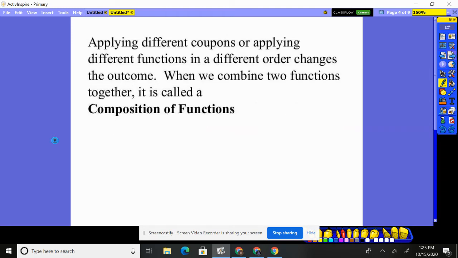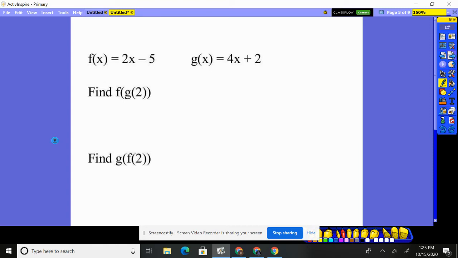Applying different coupons or applying different functions in a different order changes the outcome. We see that. So when we combine two functions together, we call this a composition of functions, which is what we're going to study today. So let's say we have f of x is 2x minus 5 and g of x is 4x plus 2.